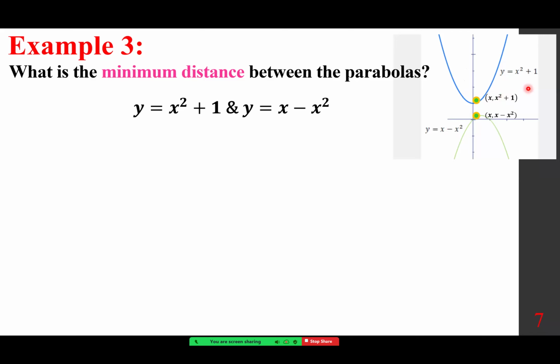And we want a distance between the two. It's a vertical distance. That's why we're going to call it v of x, and simply put, when they have equal x coordinates, just the difference between the two y coordinates would be the vertical distance: the top, x squared plus 1, minus the bottom, x minus x squared.